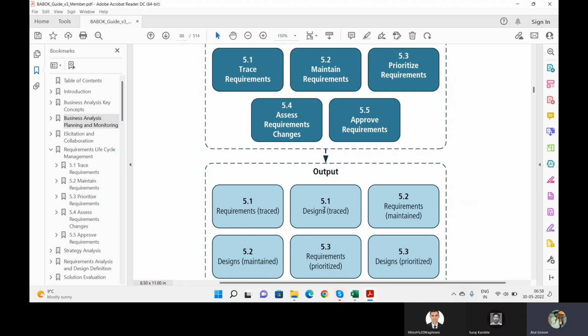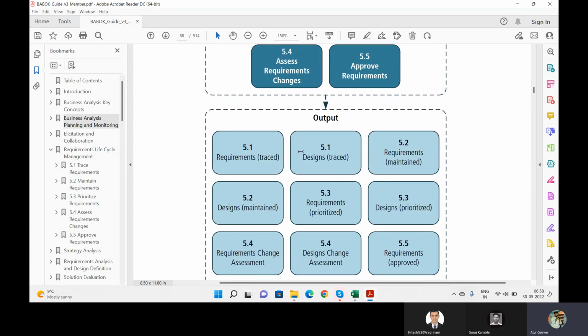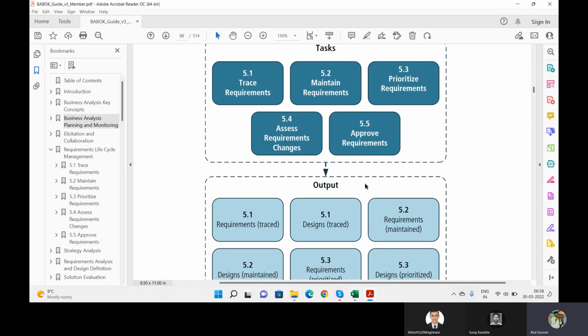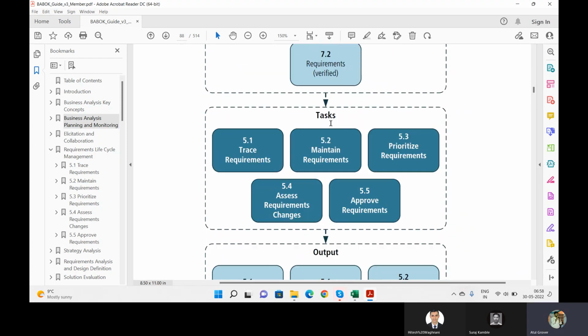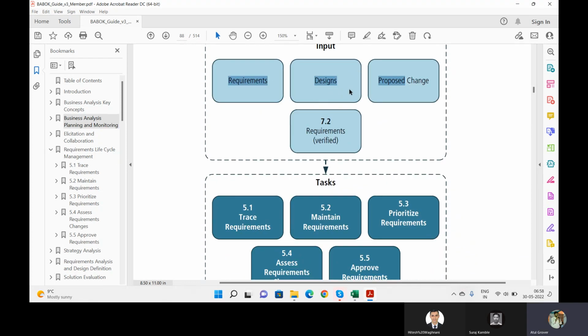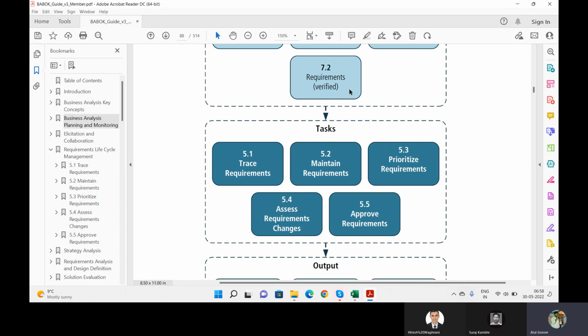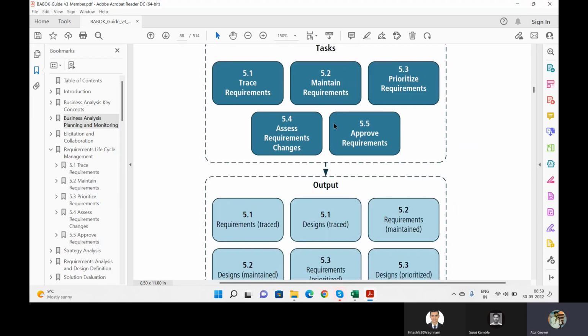ट्रेसिंग हो जाएगी, डिजाइनिंग का ट्रेस हो, मतलब सेम चीज है, मेंटेनेंस हो जाएगा. Meaning if I want to achieve these 5 or 7 steps, these are the actions I need to do, which we discussed in the previous section as well. And these are the inputs for this. So in short, in the requirement life cycle, I'm going to do only 5 things: how to trace, how to maintain, how to prioritize, how to assess the changes, and how to approve the requirements. So these 5 topics will be covered now in this area in depth.